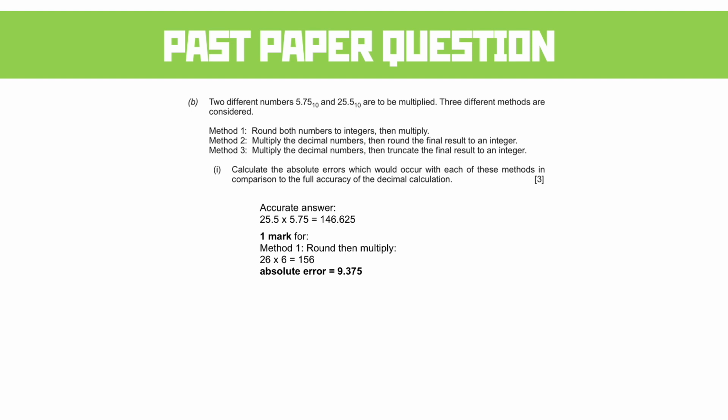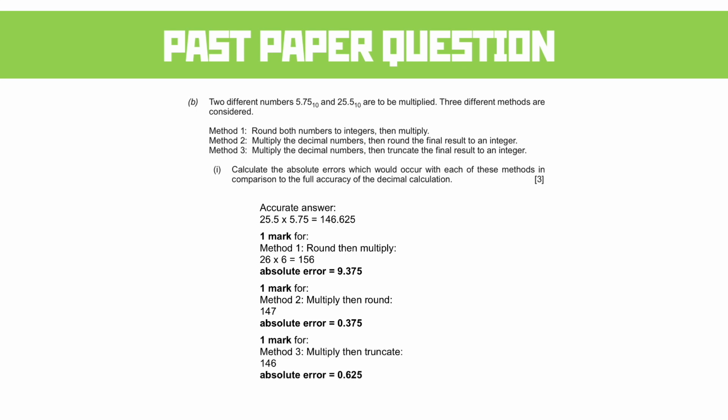Let's work through method 2. That's multiply, then round. So that is 25.5 times 5.75 and then round it. So we're rounding 146.625. The nearest whole number is 147. So the error there is only 0.375. Truncation then is multiply and then truncate. So we've got the answer 146 and our error there is 0.625.